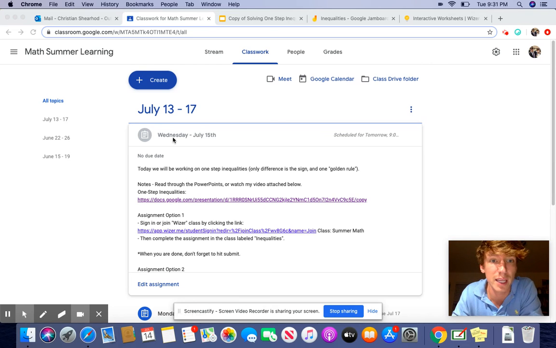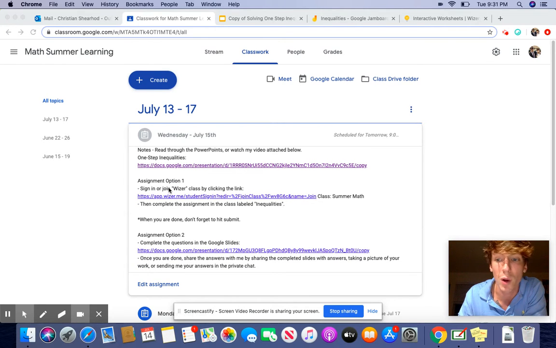Today we're going to be working on the assignment for Wednesday, July 15th. We're doing inequalities today, just like doing one-step equations. The only difference is the sign and one golden rule, okay? We have our notes right here, and as always, we have two options to do our assignment.